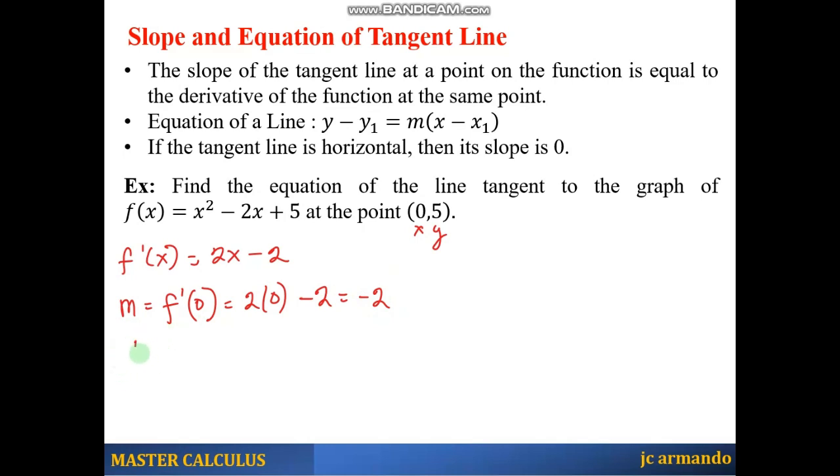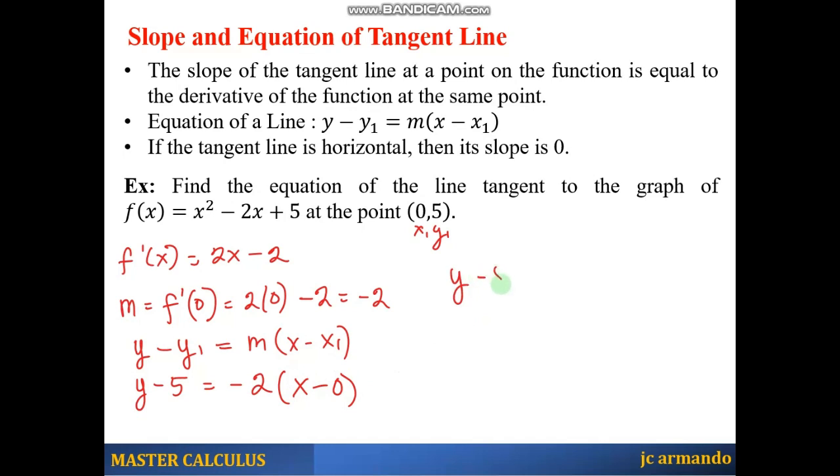Then use the equation of the line y minus y1 equals m times x minus x sub 1. This is x sub 1 and this is y sub 1. So y minus 5, and our slope is negative 2, times x minus 0. So y minus 5 equals negative 2x, since negative 2 times 0 is 0. Therefore, y equals negative 2x plus 5. This is the equation of the tangent line, and negative 2 is the slope.